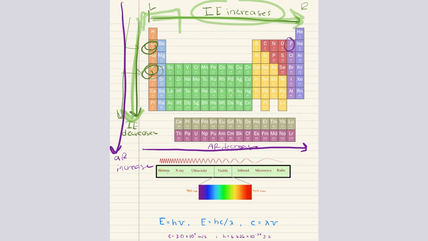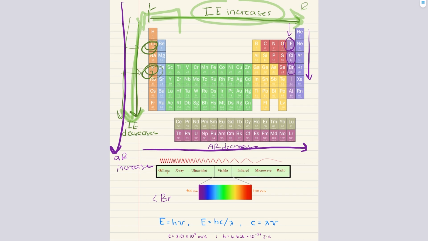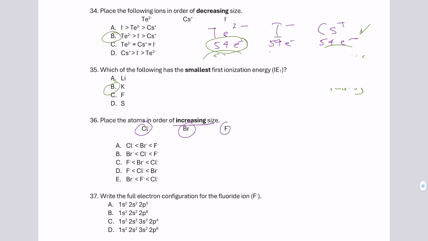Here's fluorine, chlorine, and bromine. Notice they're in the same group. This is the halogen group. Going down a group, atomic radius increases. So bromine is going to have the largest radius. Then following that is going to be chlorine. And then finally, the smallest is fluorine. Looking at our answer choices, this is going to be answer choice D. Fluorine, chlorine, and bromine.